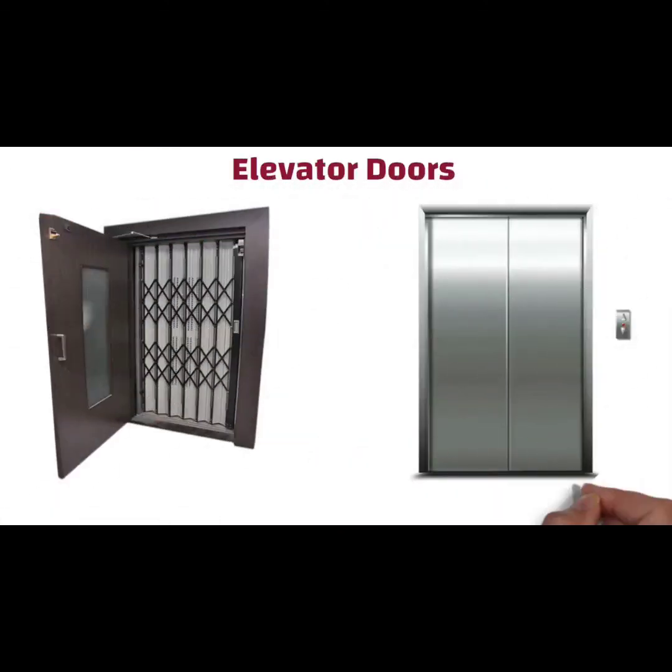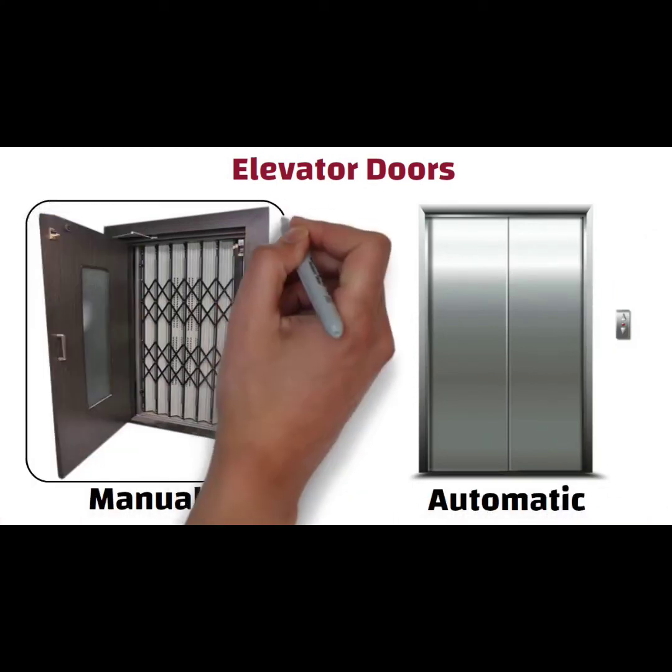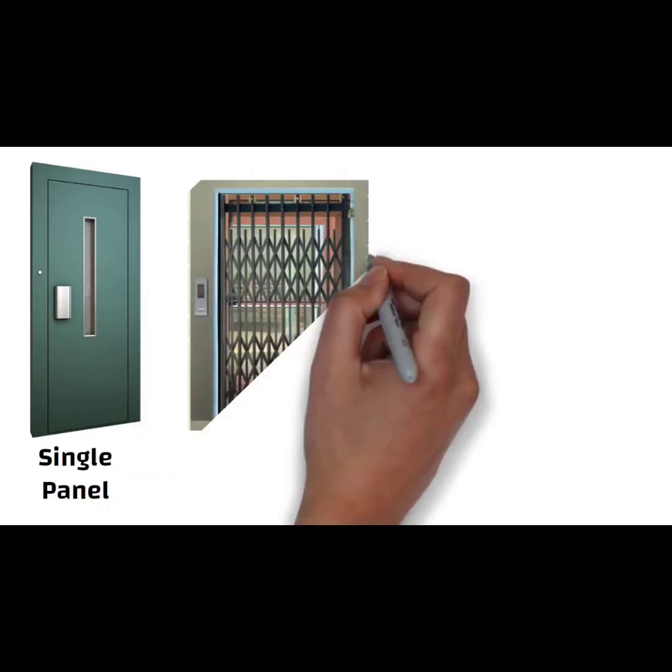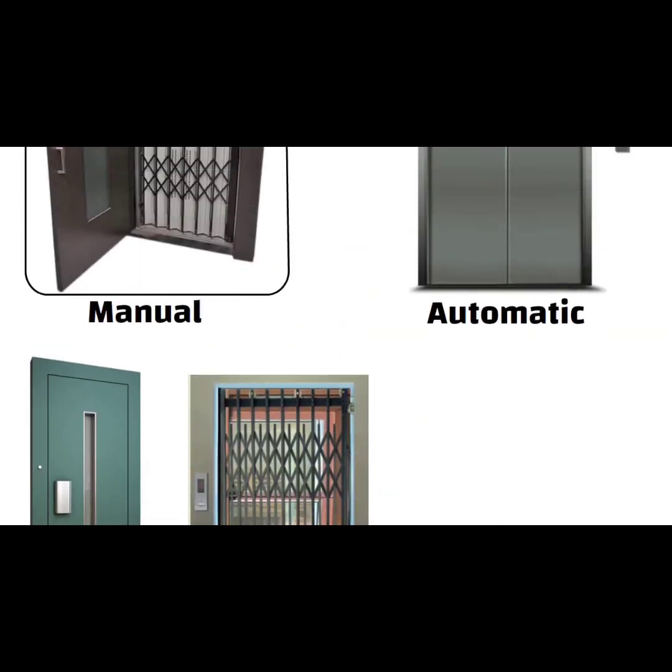Elevator doors. Elevator door is of two types, manual doors and automatic doors. Manual doors. These types of doors are opened with the help of the person who wants to enter the lift. It can be a single panel or collapsible door that protects the car entrance.